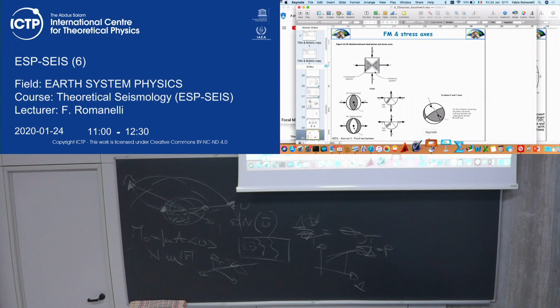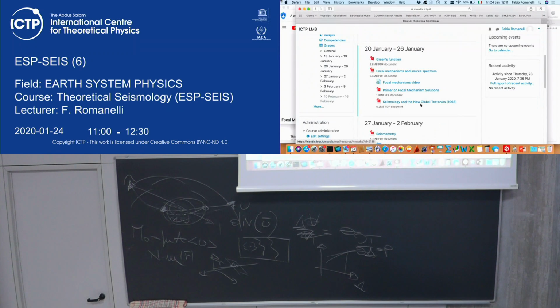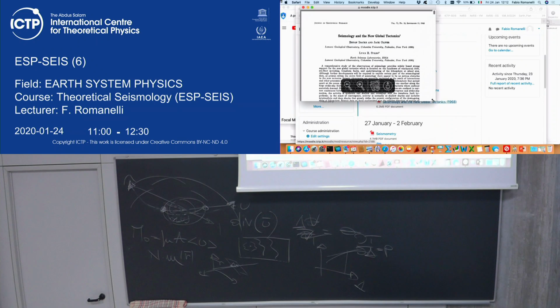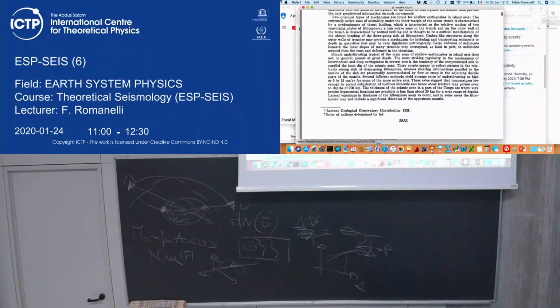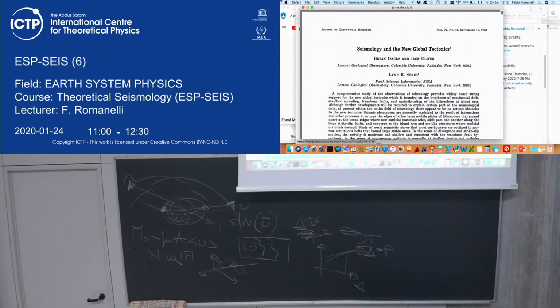paper that can be used for night reading because it's really emotional. The date is 1968. It has been published by 3 very famous seismologists that at the time they were working at Villamonte Observatory. What is funny, the order of authors, I always love that, was just by lot, okay? And the title is Seismology and the New Global Tectonics, because there was no inference at the time about tectonics.